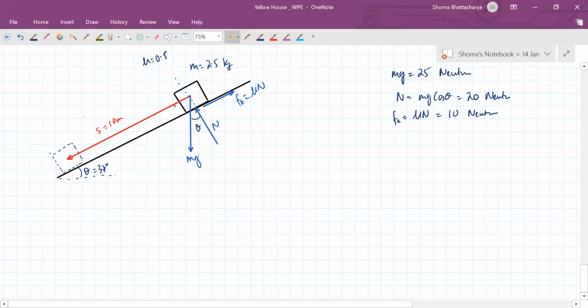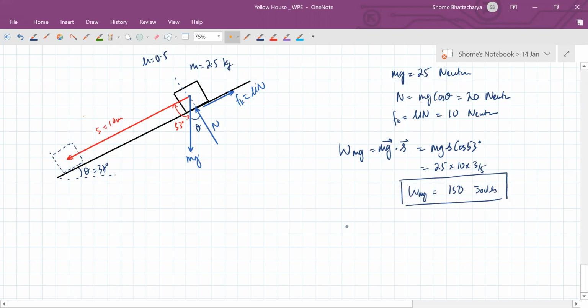So you can see that this angle here is 53 degrees. Okay. So the work done by mg will be this gravitational force's dot product with displacement. So that will become mgs cos 53, or the same thing as sine 37. So 25 multiplied by 10 multiplied by 3 by 5. So that will be 150 joules. This is the work done by mg. Now similarly, calculate the work done by normal reaction and calculate the work done by friction. So work these out and tell me how much they are.